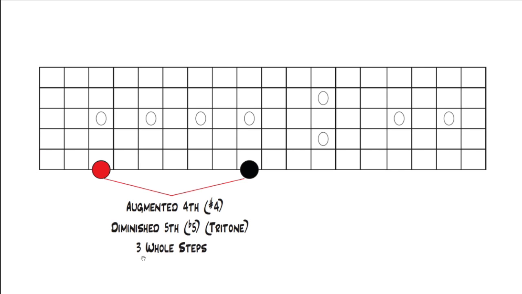So the interval that is next is 3 whole steps apart, and that would either be called an augmented fourth or a sharp 4, or a diminished fifth or a flat 5, also known as a tritone, which is a really important interval to understand down the road. But for now, just know that this interval, starting on your tonic, going up 3 whole steps, can either be an augmented fourth, or called a sharp 4, or a diminished fifth, which is called a flat 5, or a tritone.